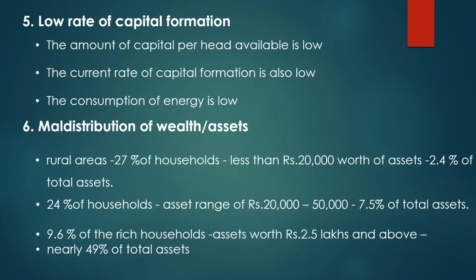The fifth one is low rate of capital formation. Another basic characteristic of Indian economy is the existence of capital deficiency, which is reflected in two ways. The first one is the amount of capital per head available is low, and the second one is the current rate of capital formation is also low. An important indicator of low capital per head available in underdeveloped countries is the consumption of energy. The per capita consumption of electricity in India is extremely low as compared to advanced countries. Gross capital formation in India is less than that of developed countries.